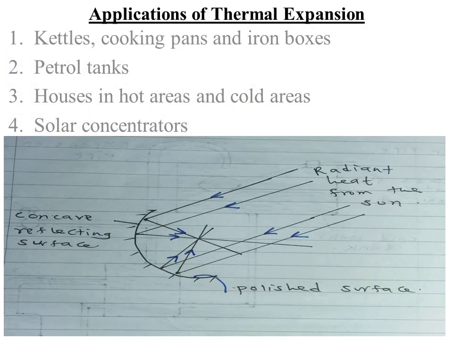We also look at applications of thermal expansion. Now, where do we apply thermal expansion in real life situations? So our first application is in kettles, cooking pans and iron boxes. Kettles, cooking pans and iron boxes, they have polished surfaces to reduce heat losses through thermal radiation.